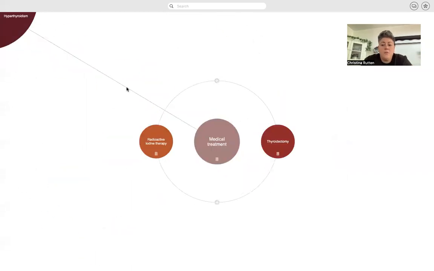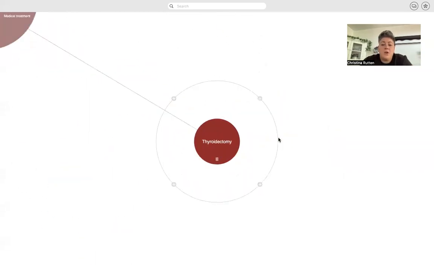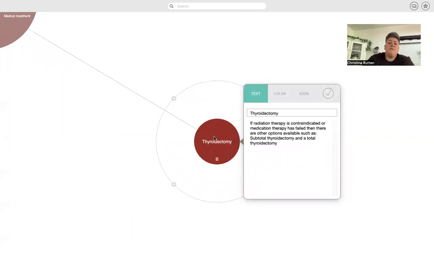Another form is surgical. It's called a thyroidectomy. If radiation therapy is contraindicated or if medication therapy has failed, then this is another alternative. Subtotal thyroidectomy and total thyroidectomy may be a solution.